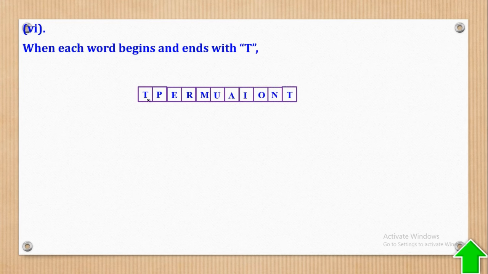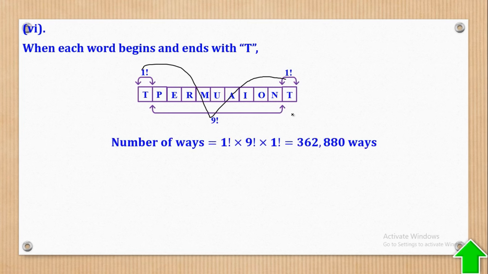So this T is fixed, therefore it will be 1 factorial. This T is fixed, it will be 1 factorial. Therefore, I only need to rearrange these ones from here up to here. And when I do that, I'll come up with an arrangement of 9 factorial. Therefore, the total number of ways will be got by multiplying this times this to give you that.